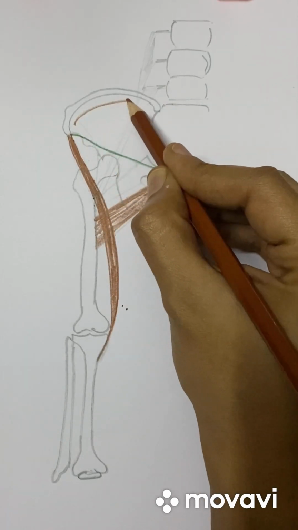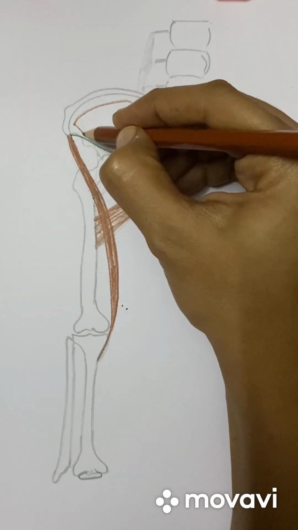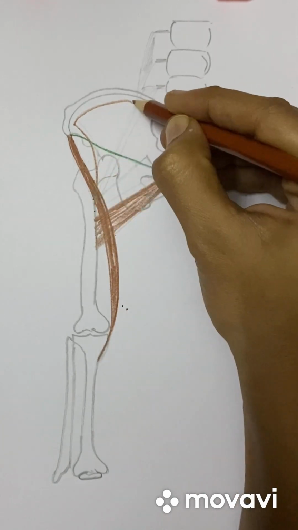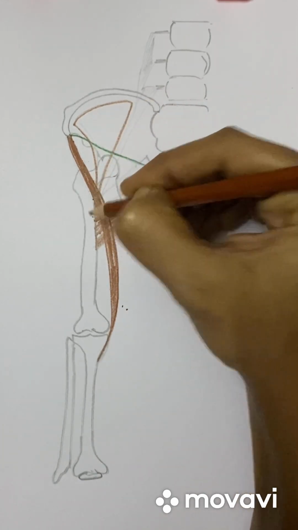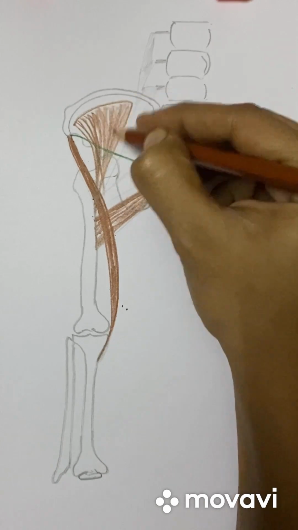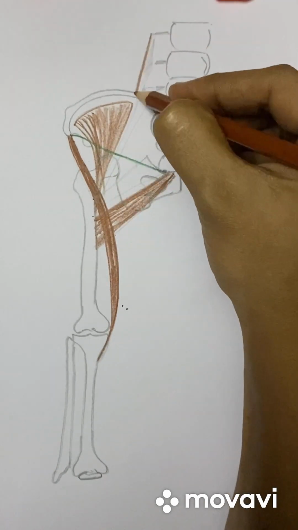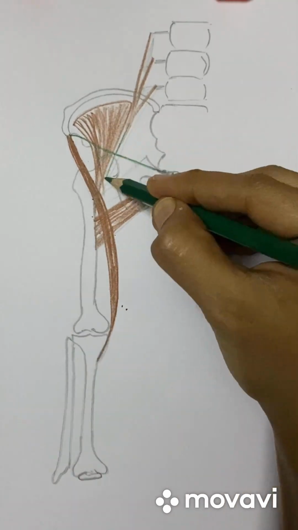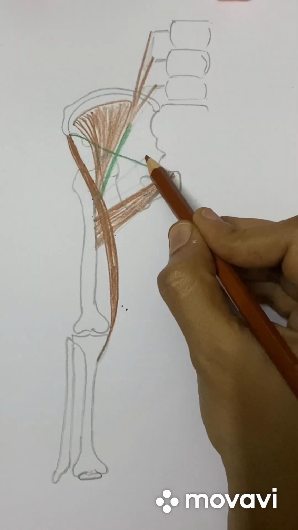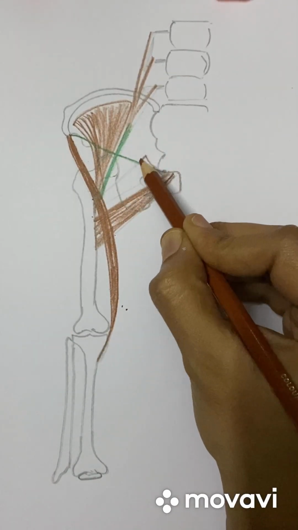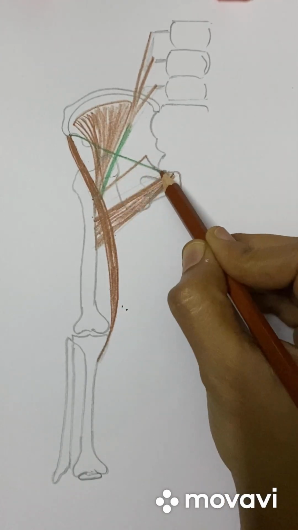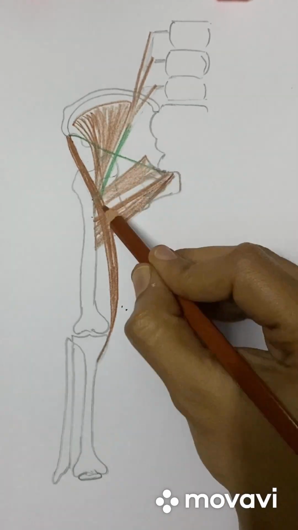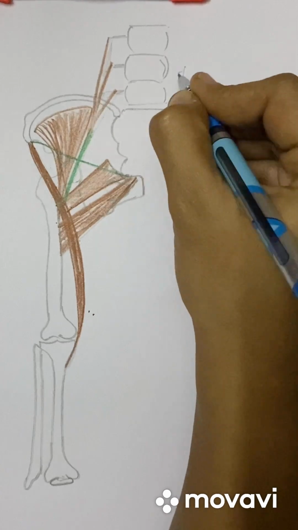Now coming to the muscles forming floor of femoral triangle. So from lateral to medial it is iliacus. Iliacus muscle takes origin from iliac fossa to lesser trochanter. Then we have psoas major. The muscle takes origin from transverse process of lumbar vertebra to lesser trochanter. Then we have pectineus. The muscle takes origin from pectineal line, that is pecten pubis.